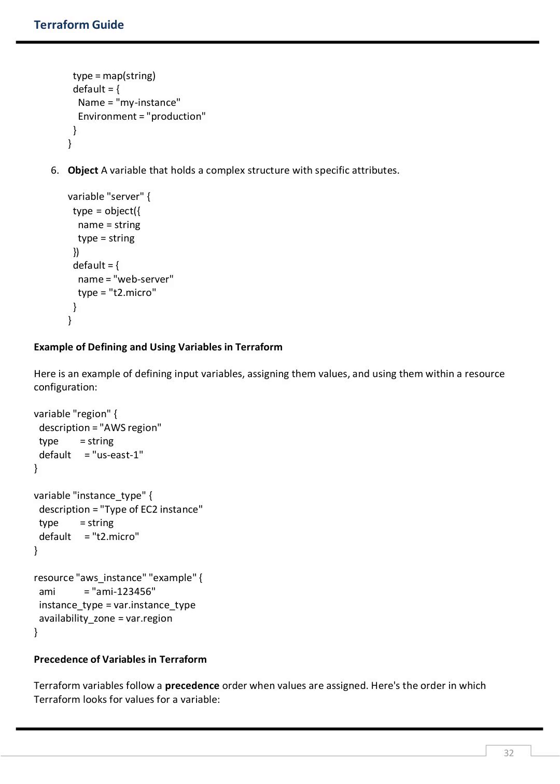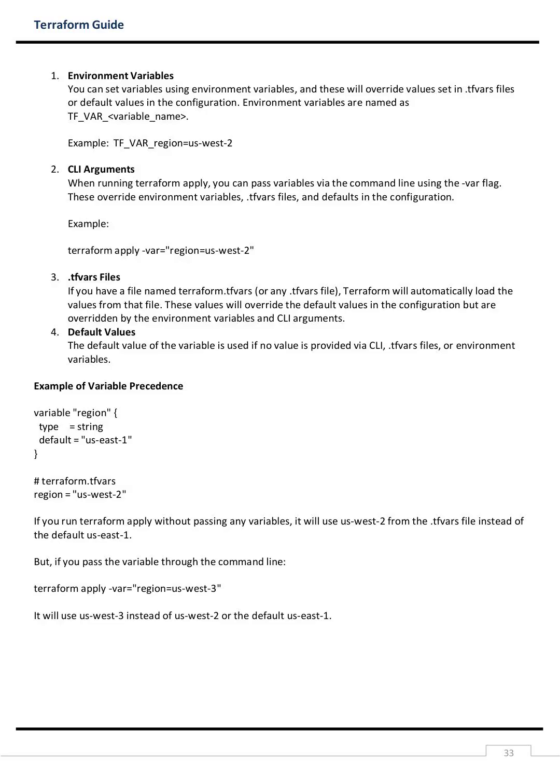Precedence of variables in Terraform. Terraform variables follow a precedence order when values are assigned. Here's the order in which Terraform looks for values for a variable. 1. Environment variables. You can set variables using environment variables, and these will override values set in tfvars files or default values in the configuration. Environment variables are named TF_VAR_. Example: TF_VAR_region=us-west-2.